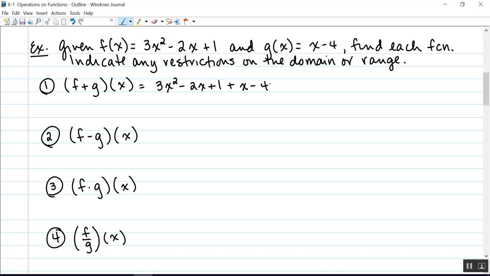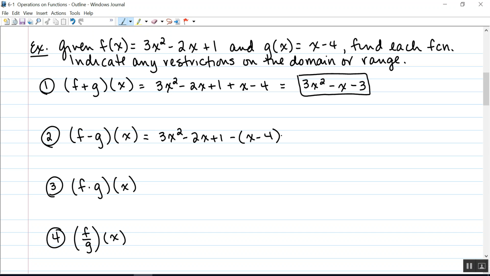To evaluate this, just combine like terms. That gives me 3x² − x − 3. And that's f(x) + g(x). Now to subtract, it's a little bit trickier, so I'll take f(x), which is 3x² − 2x + 1. And now when I subtract, I have to put parentheses around g(x), x − 4, because I need to subtract each term in there.